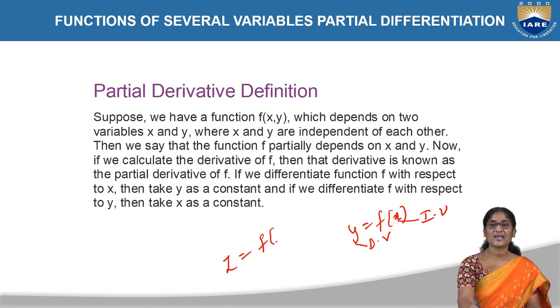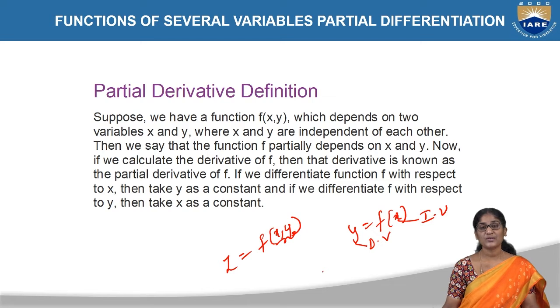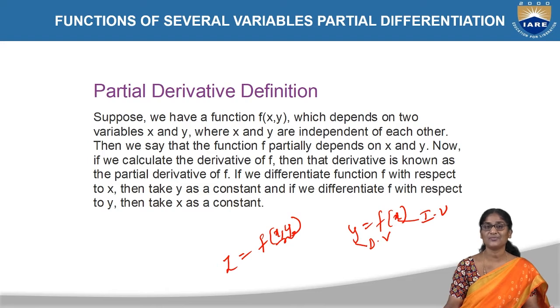If the number of independent variables is more than one, let us suppose that z is equal to f of x comma y. Here the z value depends upon the two variables x and y, which are independent variables. So the change of z is based on both the independent variables x and y. In this case, instead of using the ordinary derivative, we use partial differentiation, that is, partial derivatives.